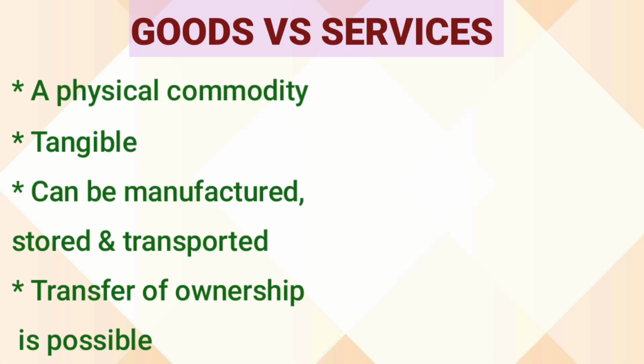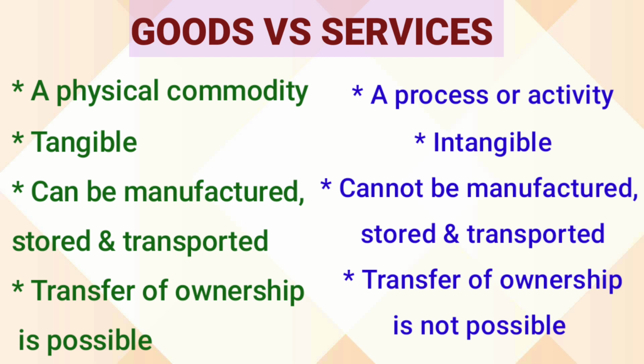Points to remember. A good is a physical commodity. It is tangible, something that we can touch and feel. Goods can be manufactured, stored, and transported. Many goods are manufactured in the factories. Many food items are cultivated in agricultural fields. Transfer of ownership is possible in case of goods. When a commodity is sold in the market, the ownership is transferred from the seller to the buyer.